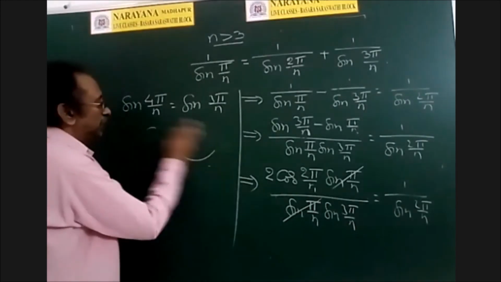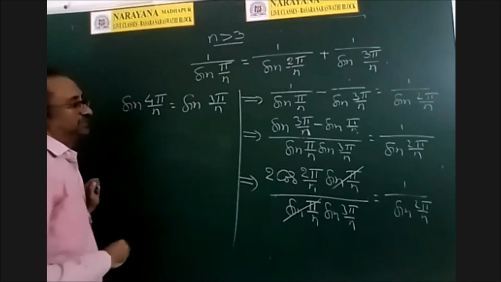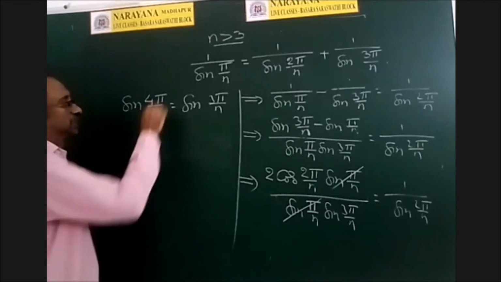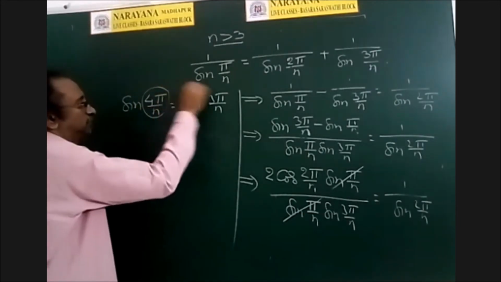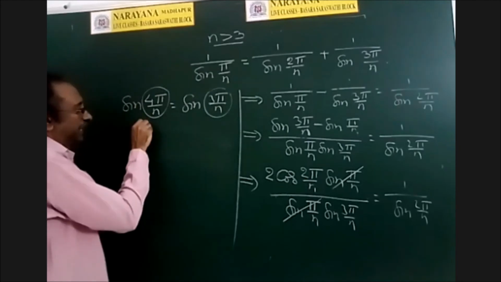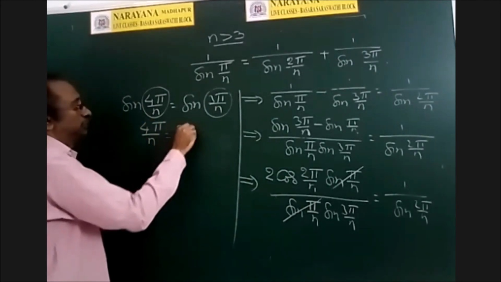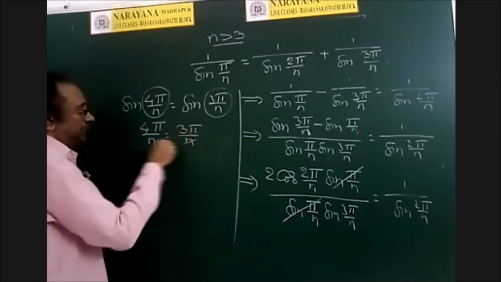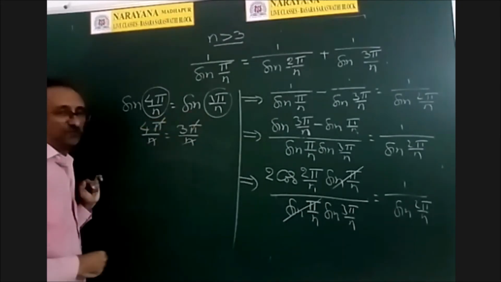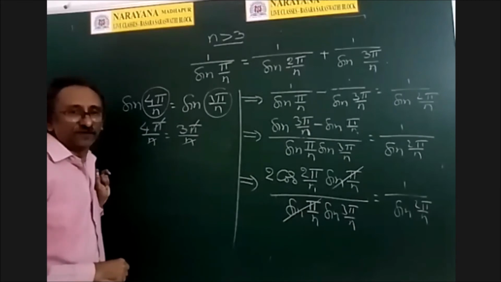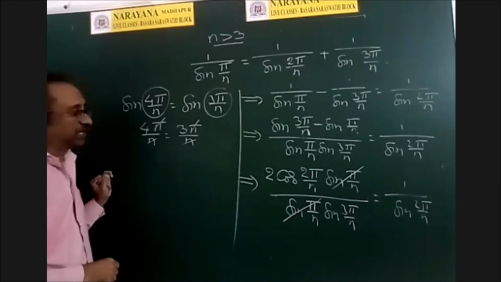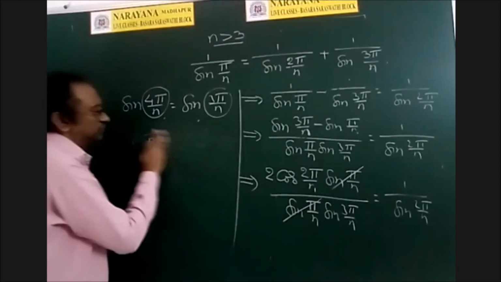Okay. So here also, sin 4 pi by n is equal to sin 3 pi by n means there may be a possibility of these two angles being equal. So I will try 4 pi by n is equal to 3 pi by n. N cancelled, pi cancelled, 4 is equal to 3. Wrong information. So why did we get wrong information? That is not the solution.